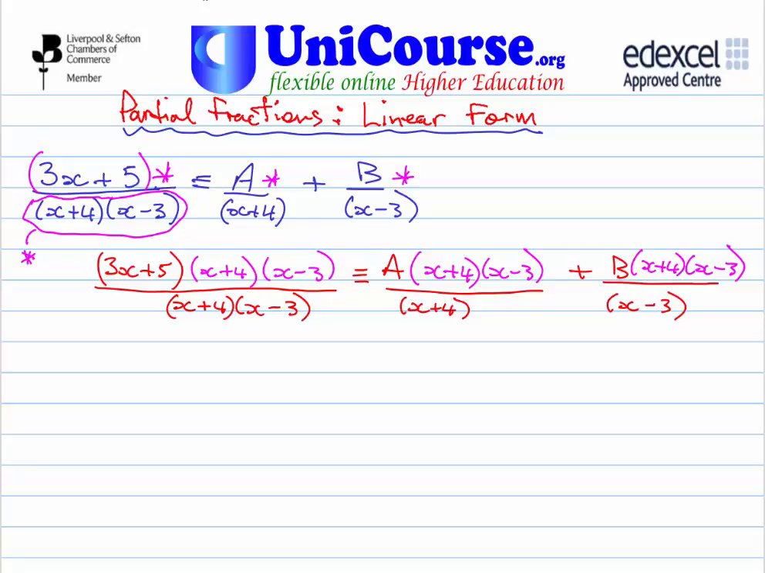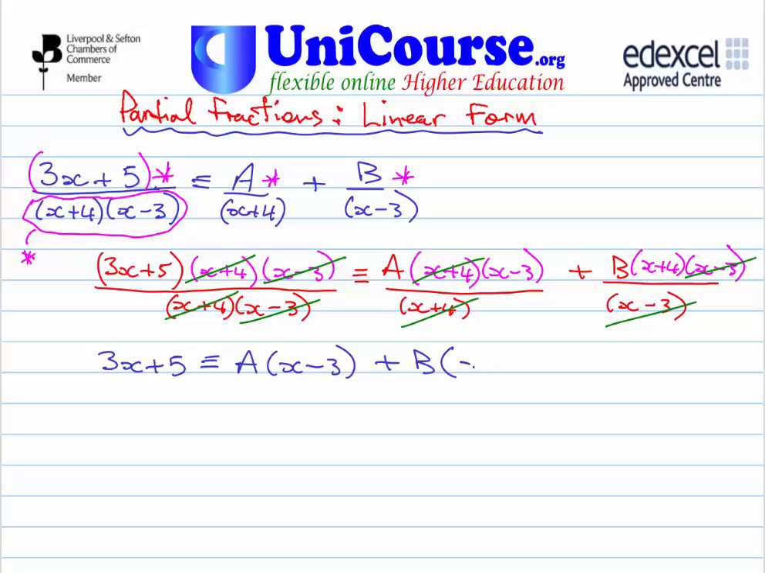Let's take some green, shall we? Let's see if we can cancel things out. X plus 4 cancels with itself there. X minus 3 cancels with itself here. X plus 4 cancels with itself there. And x minus 3 cancels with itself there. And that then leaves us with 3x plus 5 equivalent to a lots of x minus 3 plus b lots of x plus 4.